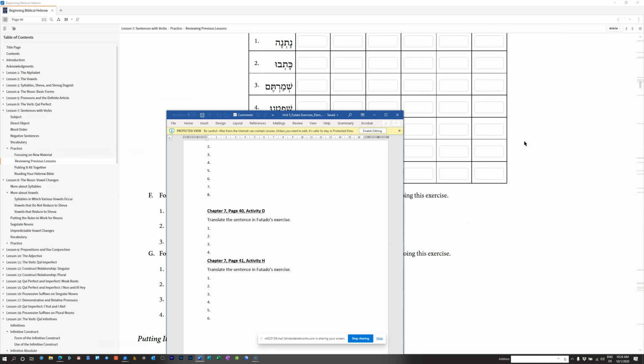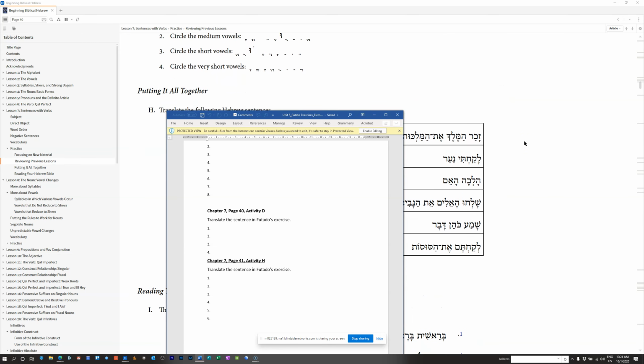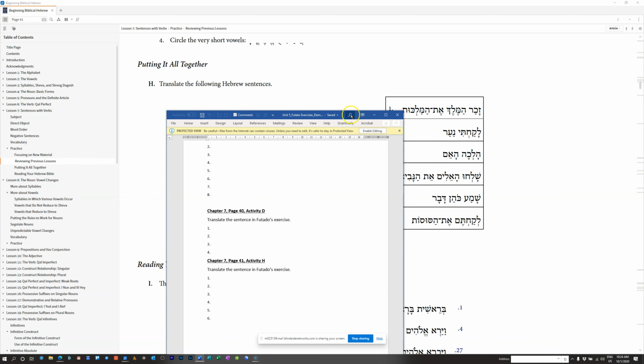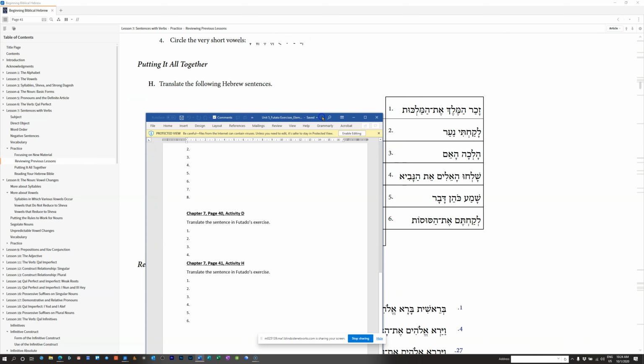All right, let's look at H here. This will be our last section. So let me move this over a little bit. All right, number 1, Zachar HaMelech et HaMalkut. All right, so again, we're going to start verb, subject, object is our expectation as we go through these.